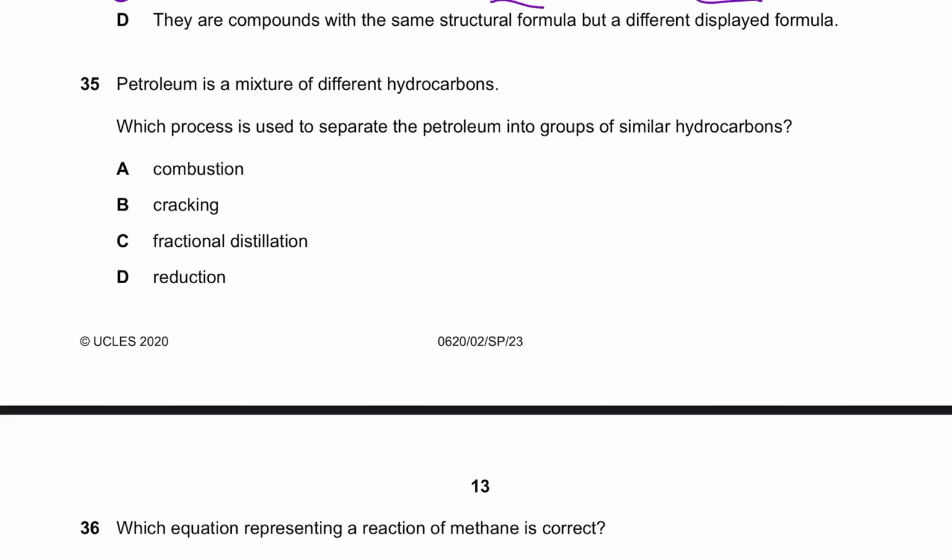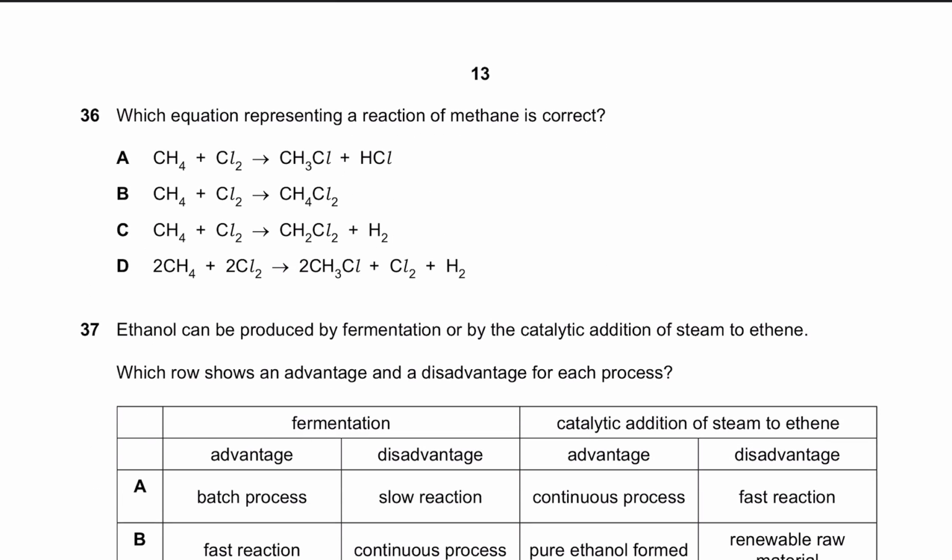Petroleum is a mixture of different hydrocarbons. How do you separate them? Through fractional distillation. No, not cracking. Cracking is used for alkanes. Combustion is just burning of fuel. Reduction is wrong. Which equation presents the reaction between methane and chlorine, which is correct?